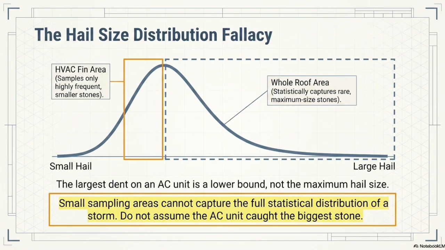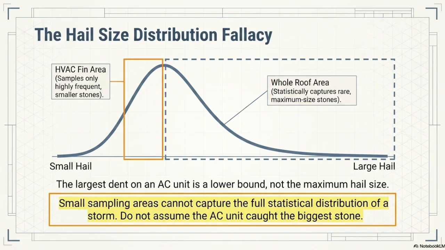I promised we would go back to the air conditioning condenser unit. Oh, yes. The HVAC fins. We talked earlier about using those delicate flattened aluminum fins to estimate the size of the hail that fell. That's right. The framework says that if you measure a dent on the HVAC fin that is 0.6 inches wide, it generally correlates to an impact from a hailstone that was about 0.75 inches in diameter. That is correct. But here's the trap.